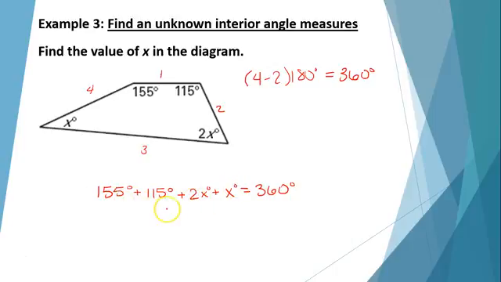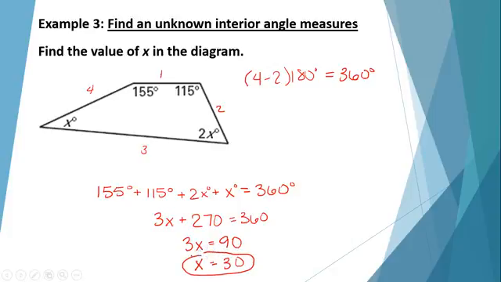Now add like terms. So we're going to add together all of this stuff here, and we get 3x plus 270 is equal to 360. Subtract both sides by the 270. And this is what we'll get: 3x equals 90. Now divide both sides by that 3, and we get x is equal to 30. And we have found our x value.